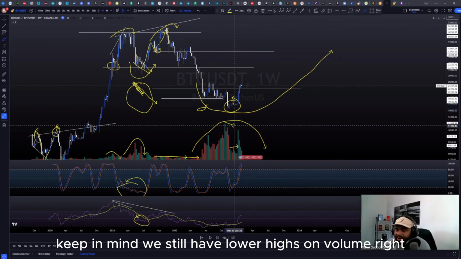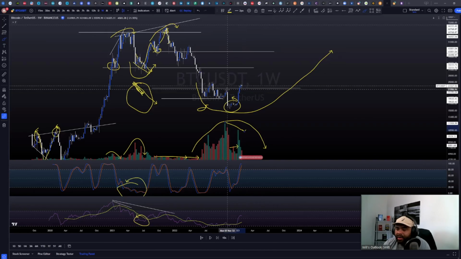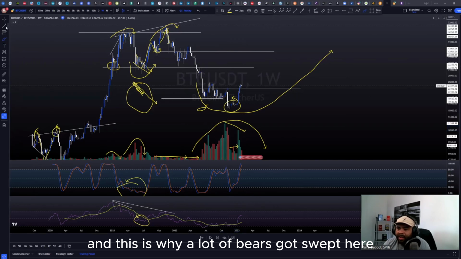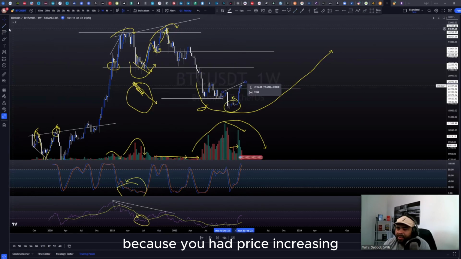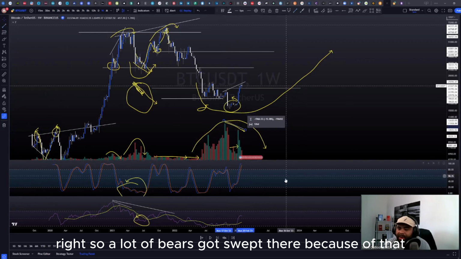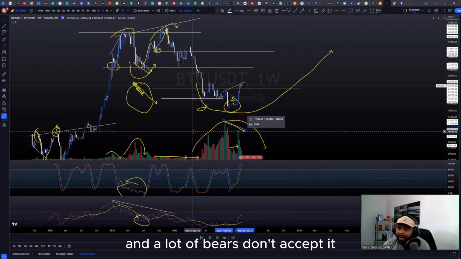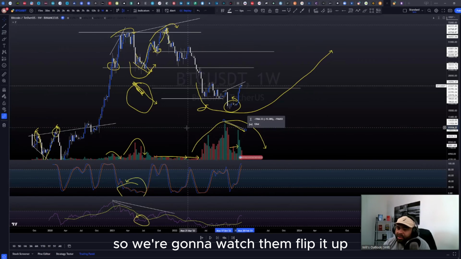Now, keep in mind, we still have lower highs on volume, right? So this is less volume than what we were over here. This right here, and this is why a lot of bears got swept here, is because you had price increasing and you had volume decreasing, right? So a lot of bears got swept there because of that. Now, they flip this up and a lot of bears don't accept it. So we're going to watch them flip it up.